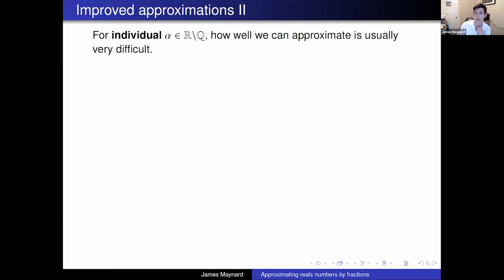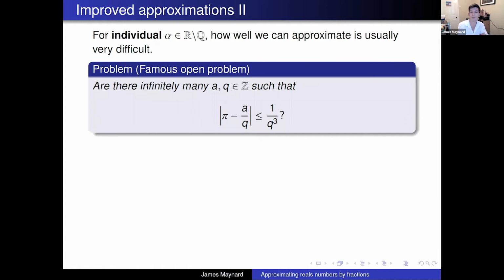However, if you want to just consider every possible individual real number, it's normally exceptionally difficult to really understand how well you can approximate it. So for example, even for some of the most simple and basic real numbers like pi, it's not known precisely how well you can approximate it.